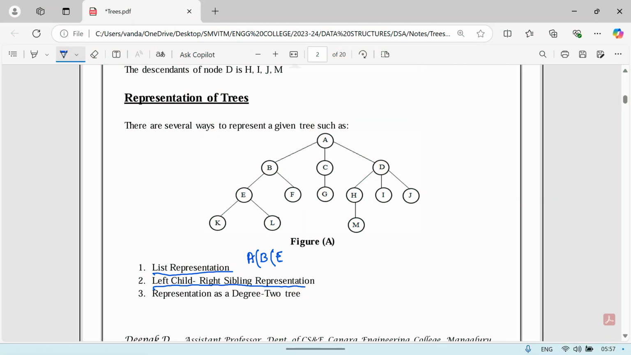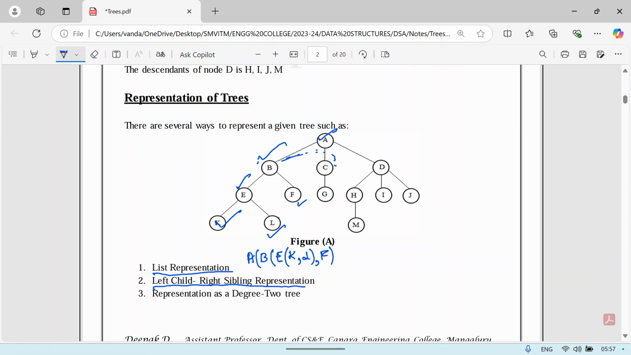Then check if E is having any child nodes. E is having child nodes. So open the bracket. Then write its left child. And since the left child does not have any other children, you come to the right side and finish it off. So A, B, E, K, L is done. Now you will go back, that is, you'll go back to F and close off that. That level is also done.